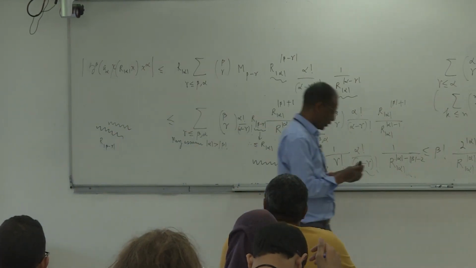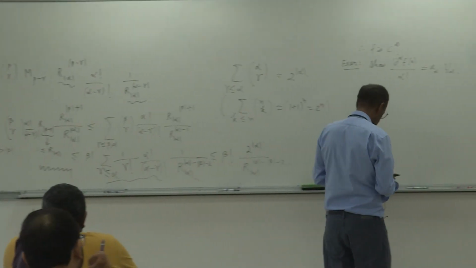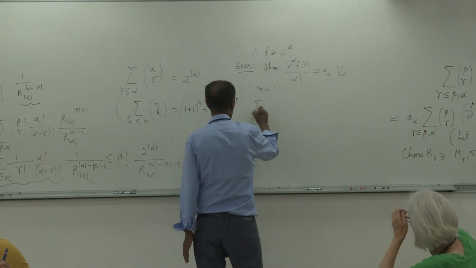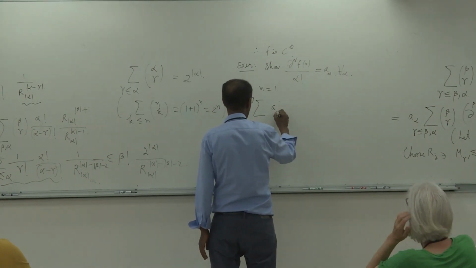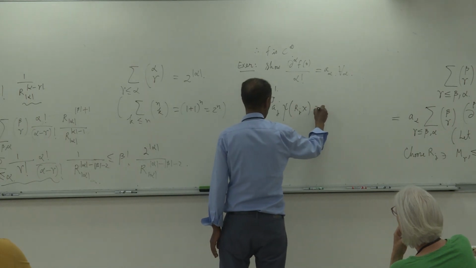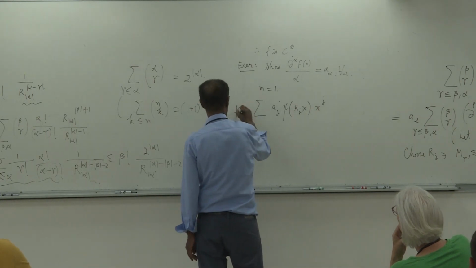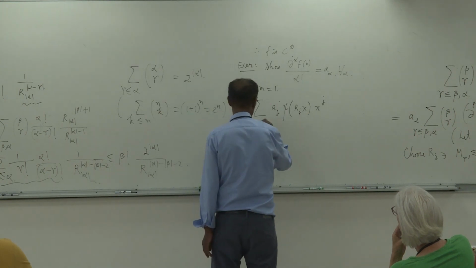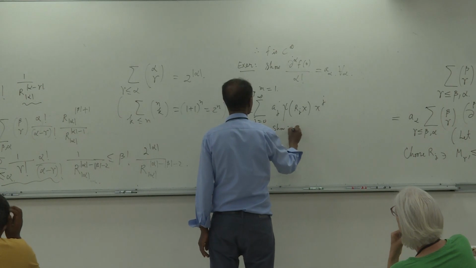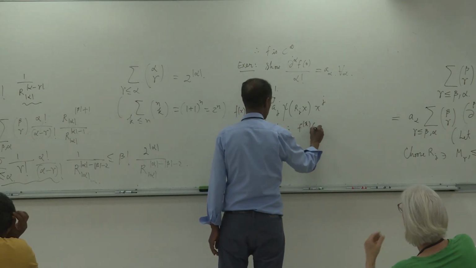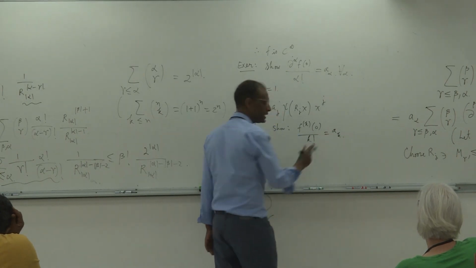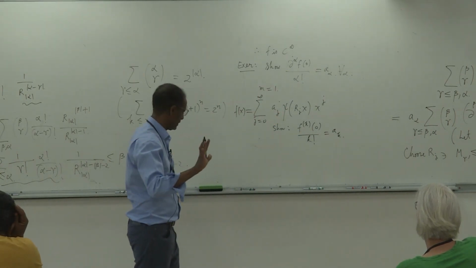Okay. So let me show you the one variable case. Okay, and then just imitate that. So what we have is sum of A_j chi(r_j x) x to the j. The r_j were chosen so that this is a smooth function. So I want to show that the k-th derivative of f at 0 over k factorial is A_k. Very easy. Very easy. Let me show you why.